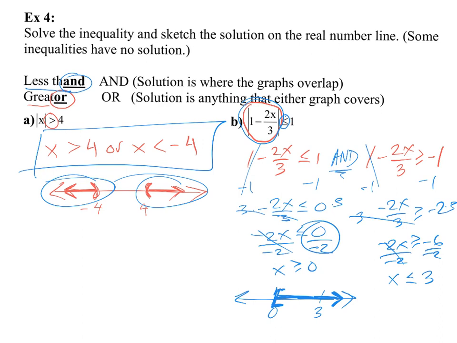Let me use a different color here. Now, since the inequalities are connected by an and, you are concerned about where the graphs overlap. Where do the graphs overlap? The overlapping starts at 0, and then it goes all the way to 3, and includes 3. So that's your solution, the red area. It starts at 0, it ends at 3, my variable is x, and both inequalities always point to the left.